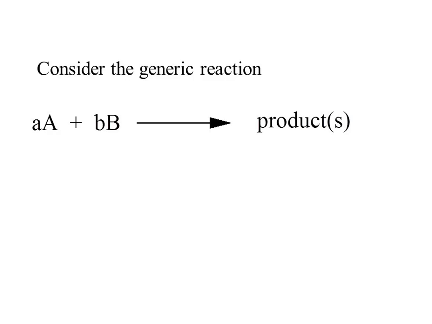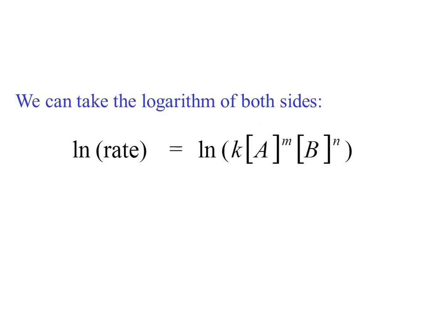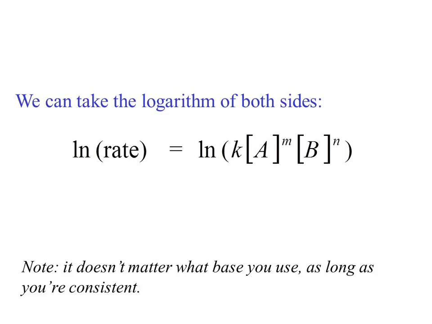We have 2 reactants going to form products. We know that the generic rate law expression looks like this. Obviously, we don't know the reaction order out of the box with regard to either reactant. Remember, you can only get M and N through experimentation. That's it. So again, I'm going to massage things to show you how we can do a graphical approach to get to M and N.